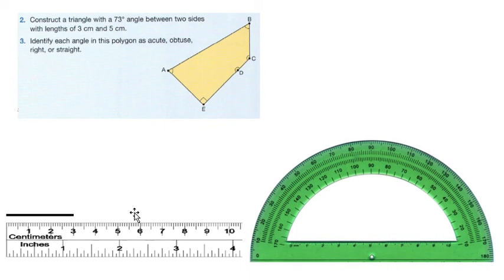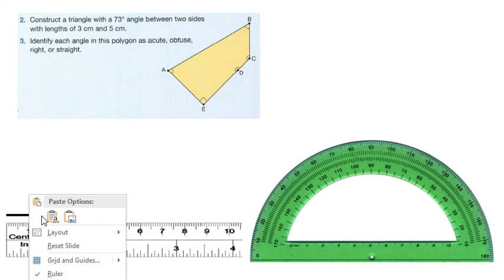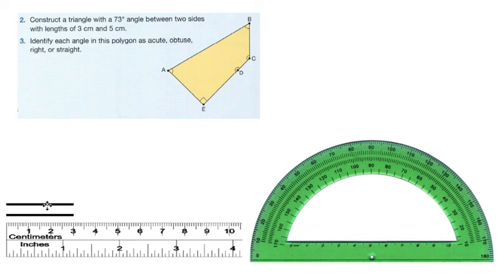That makes it good and visible. So here's one line of 3 centimeters. And I'm going to make another line of 5 centimeters right there. So here's my 3 centimeter line. Here's my 5 centimeter line.